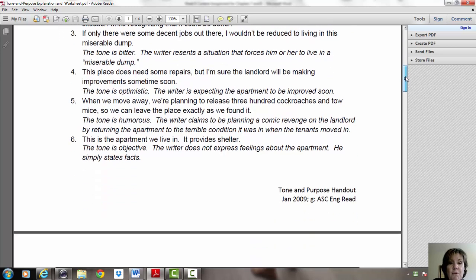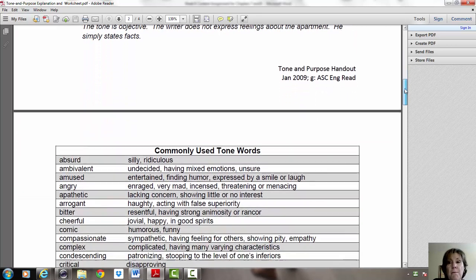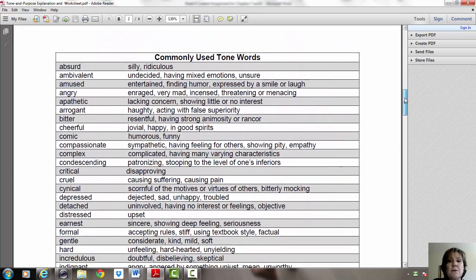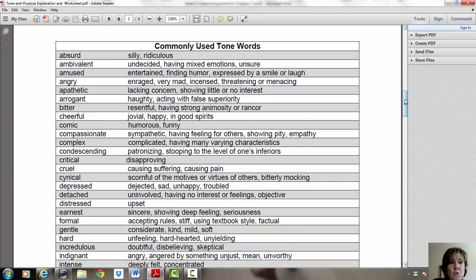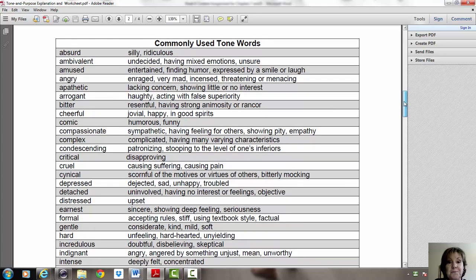Now, let's move on to purpose. But before we do, here are some commonly used tone words. I'm not going to read them all to you, but please go through and be familiar with them, because I think it will help you on your test and on your exam to be able to recognize the tone of a passage, because you will have those on your test and your exam.